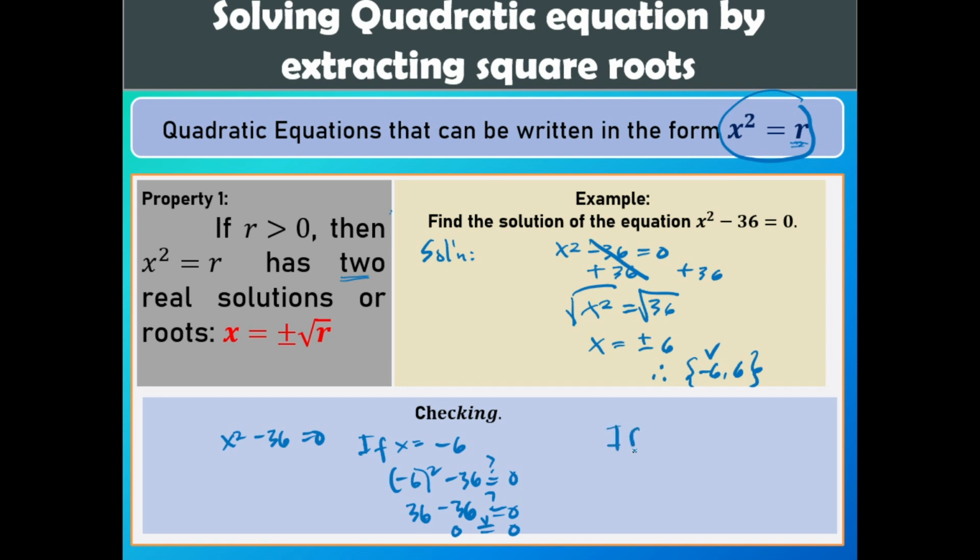So, if x is equal to 6, substitute natin. So, magiging 6 squared minus 36 equals 0. So, 36, lagyan natin ng question mark pala, minus 36, is it equal to 0? So, 36 minus 36 is 0, is equal to 0. Ibig sabihin, tama yung answer natin.